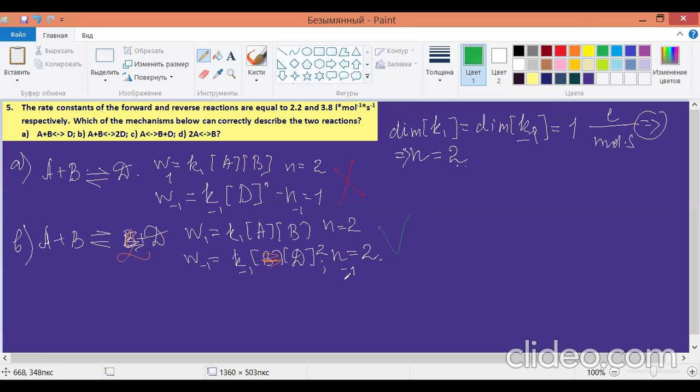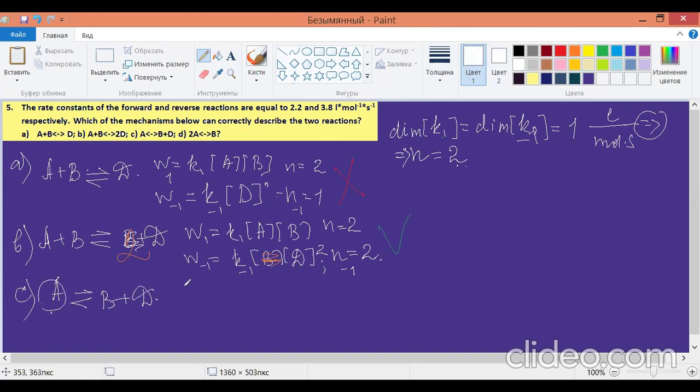It's okay. It means that this scheme, A plus B turned to 2D, is okay. It corresponds to the dimensions of K1 and K sub minus 1. Let's take a look at C. Reaction C, A, B plus D.